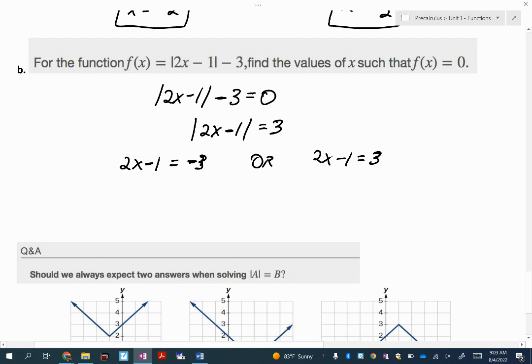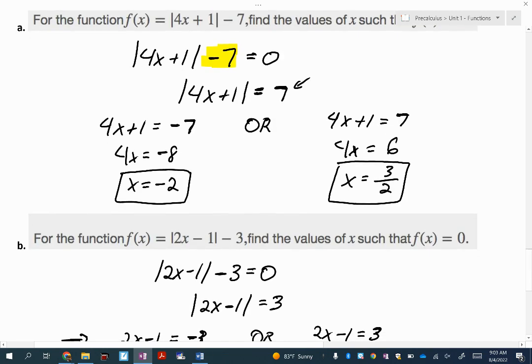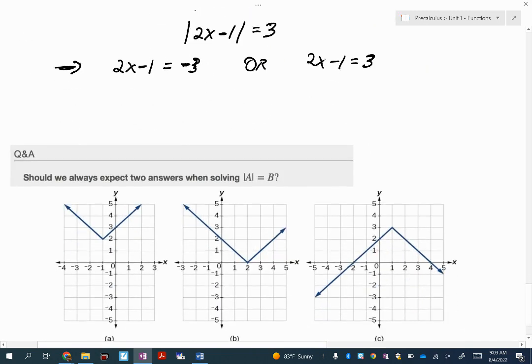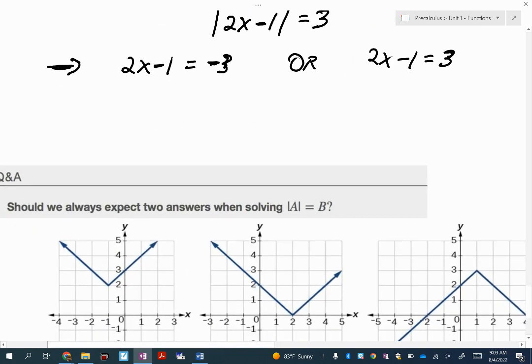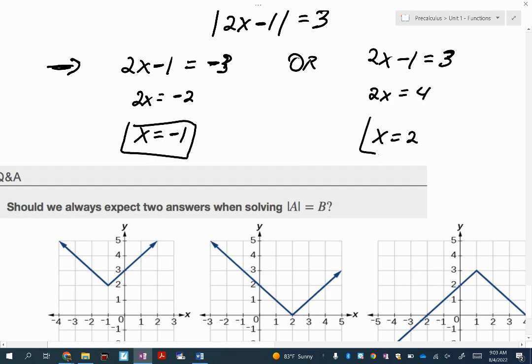I want to caution you guys, when you get to this step, when you're writing this statement that includes the word or, I should not see any more absolute value symbols. If you look up here with our work, when we wrote this step and set these two equal to a positive 7 and negative 7, I should not see any more absolute value symbols. All right, so I'm going to add that 1. Negative 3 plus 1 is negative 2. And then on this one, I'm going to add that 1 and get 4. So I get x equals negative 1 and x equals 2.